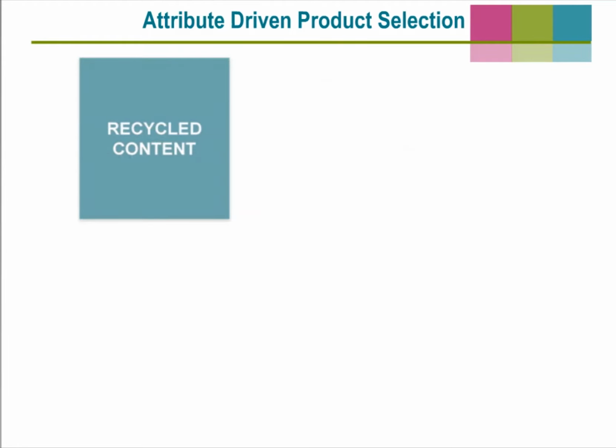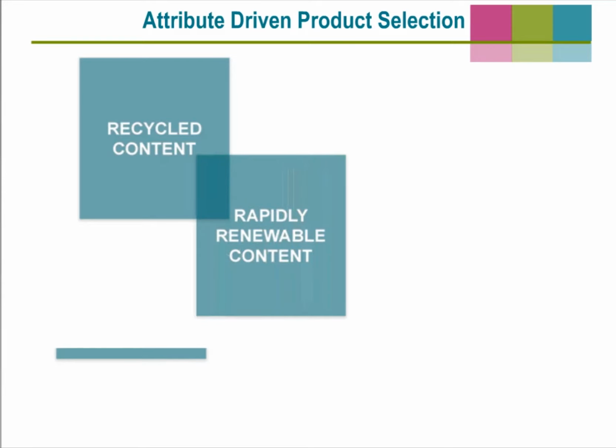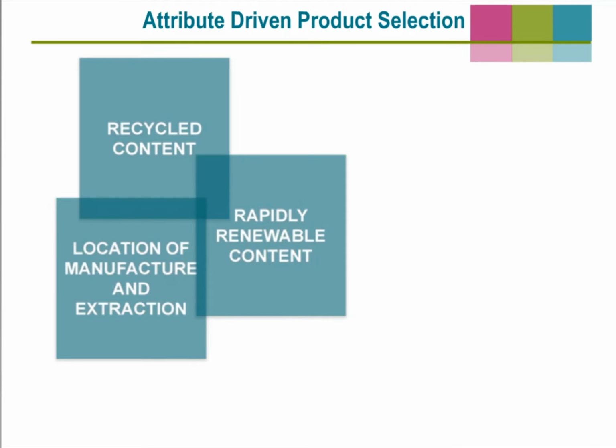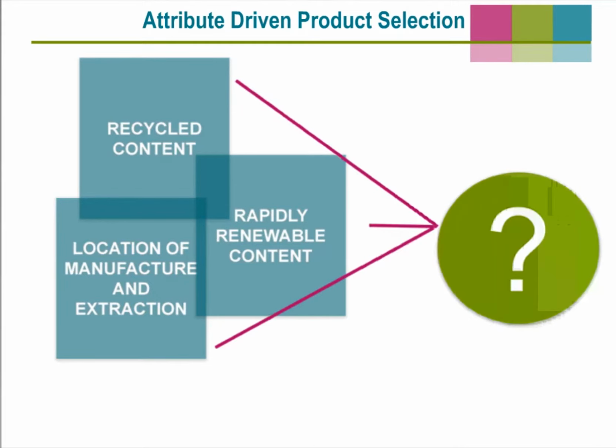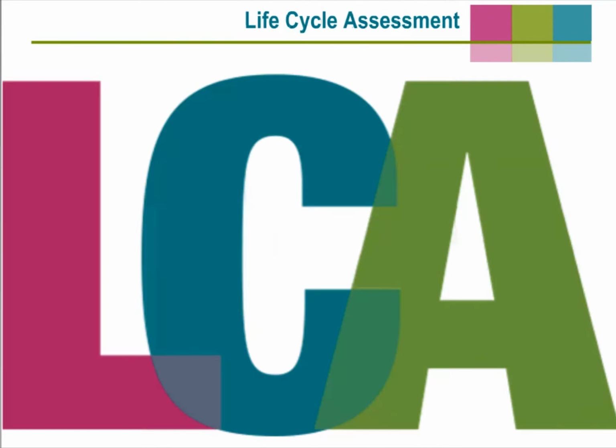There has been a big focus on individual attributes of a product's environmental performance, things like recycled content, rapidly renewable content, or location of manufacture and extraction, many of which have been driven by codes and rating systems. But these ways of measuring a product's environmental impact may not tell the whole story. So, what is the solution? LCA, or Life Cycle Assessment. It's a tool that allows building professionals to understand the environmental impacts associated with the products they select to use on their projects over the entire life cycle of the product.